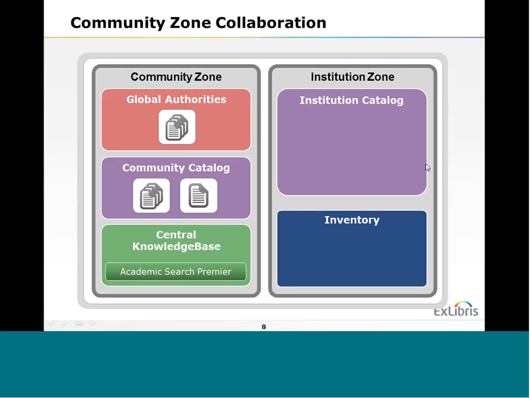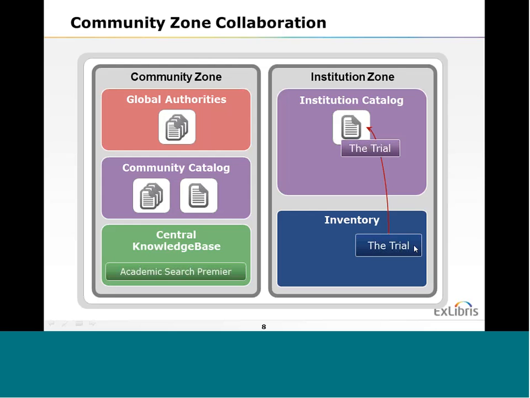So let's talk now about the interactions between your institution zone and the community zone. If you acquire a resource and want to import the bibliographic record into your catalog, you can do that and then hang inventory off that record. So in this example here, we have the title, The Trial. We've imported the bibliographic record into our institution zone, and then we can hang inventory, so in other words, holdings or item records off of that.